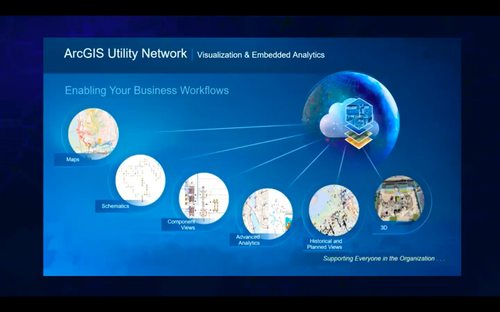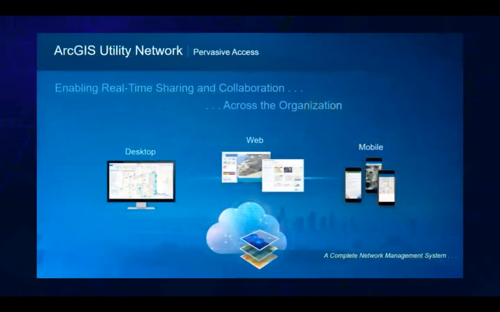It allows for advanced analytics. It allows for different types of views. We spoke about the schematics and of course the maps. So all of these are very valuable contributions to the business workflows of organizations. And then we speak about the pervasive access. I think for a lot of utility organizations, this is the most obvious empowerment from utility network. It's about how the network model serves the entire organization.